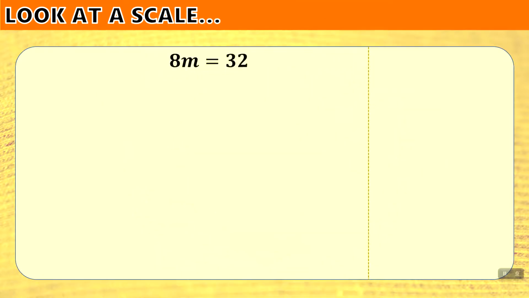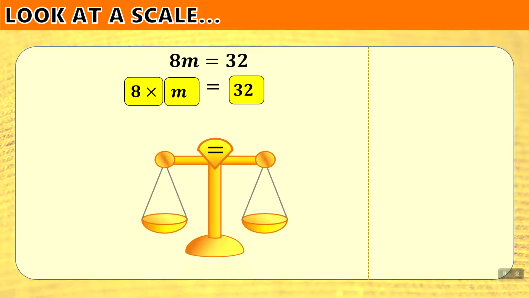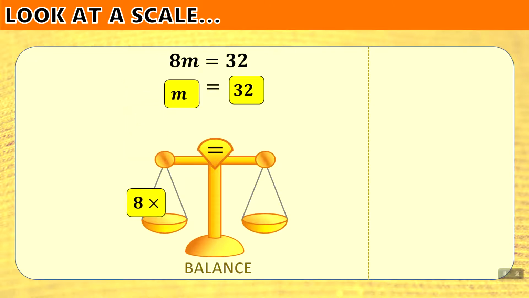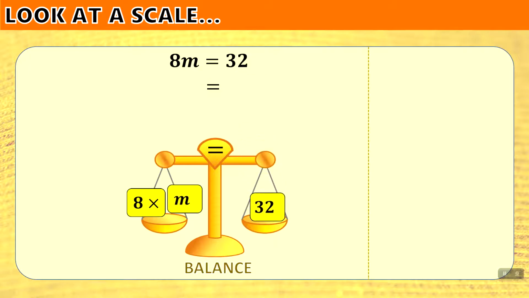So let's take a look at another equation, 8m equals 32. This is broken down into 8 times m equals 32. And again, if we imagine a balance, 8 times m on the left, the equal sign in the middle, and 32 on the right. But what is the value of m? Let's look at the steps required to find the value of an unknown in an equation like this.